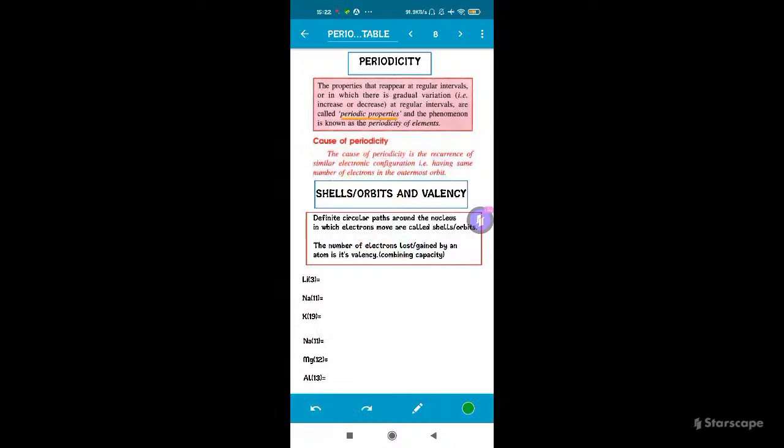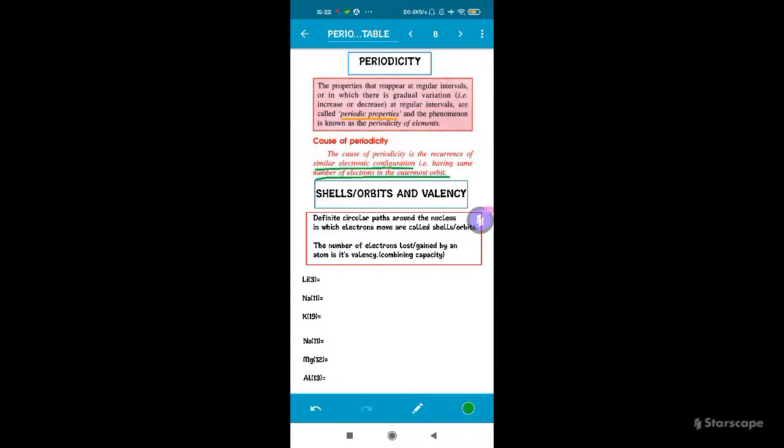Let's see. The cause of periodicity is the reoccurrence of similar electronic configuration. That means if the atoms have the same number of electrons in the outermost shell, they will have similar properties. That means they belong to the same group, obviously, because we just studied that the group number can be determined by the valence electrons. So if the valence electrons are the same, they will have similar properties. That means they lie in the same group. We are going to understand about this in much more detail.